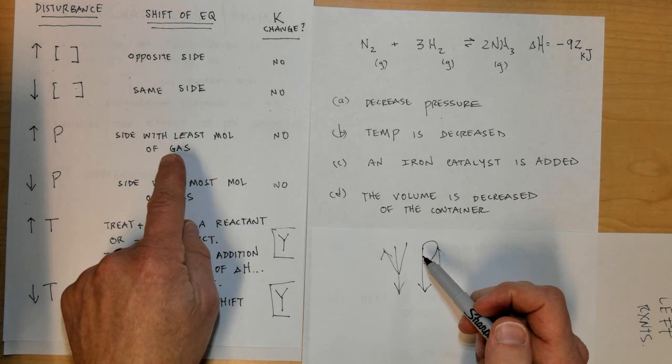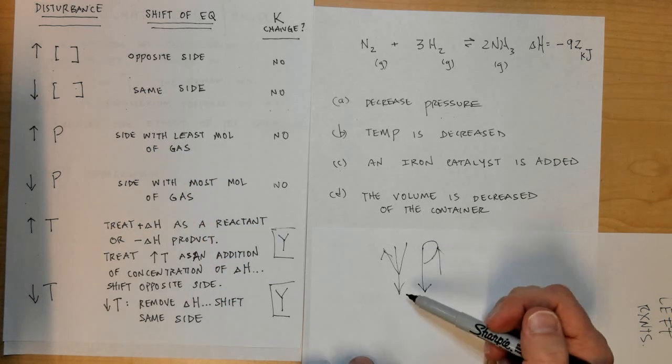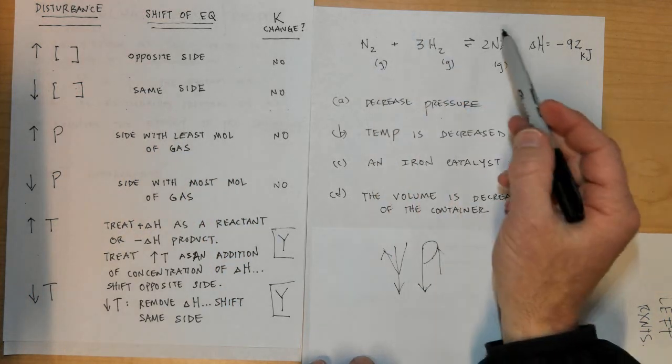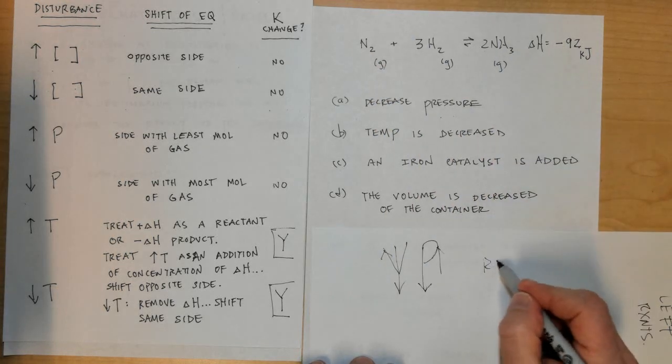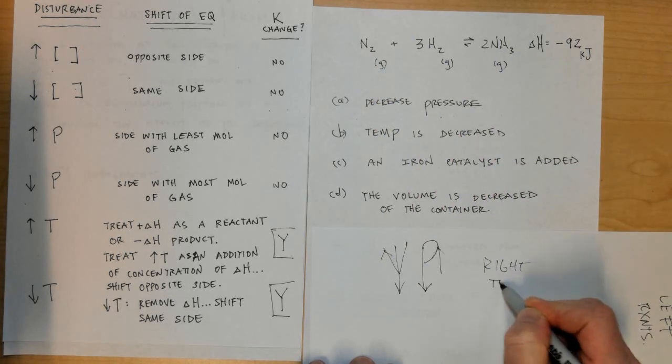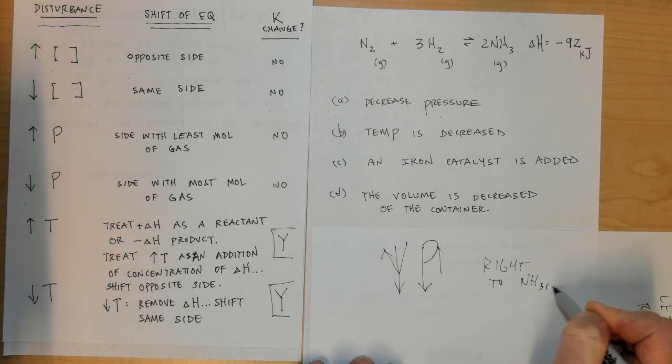Oh, it will shift to the side with the least moles of gas. Well, who has the least moles of gas? There's 4 on this side, 2 on this side. Oh, it should shift right. And it should shift to the NH3 or to the products.